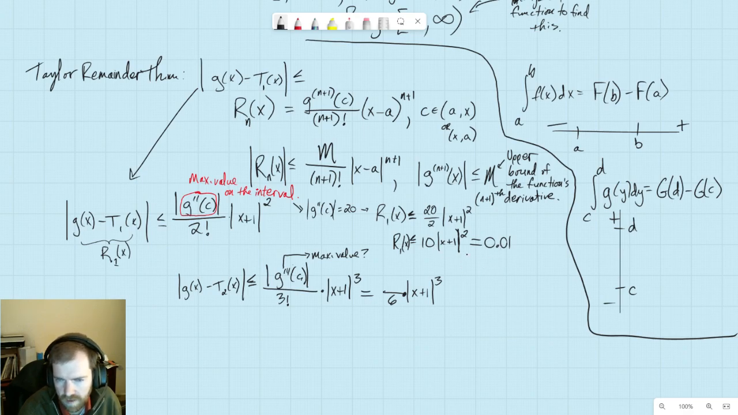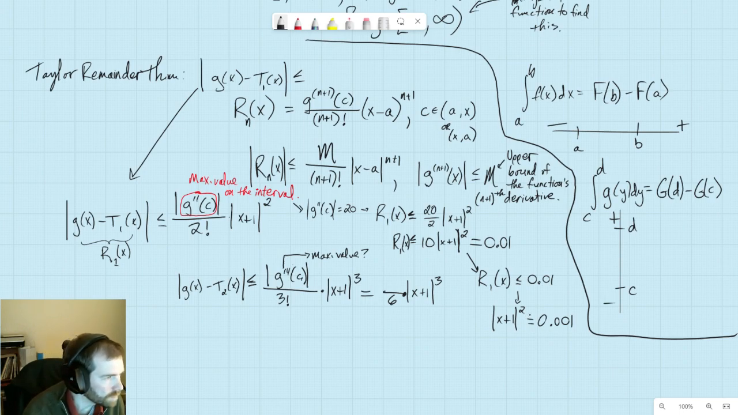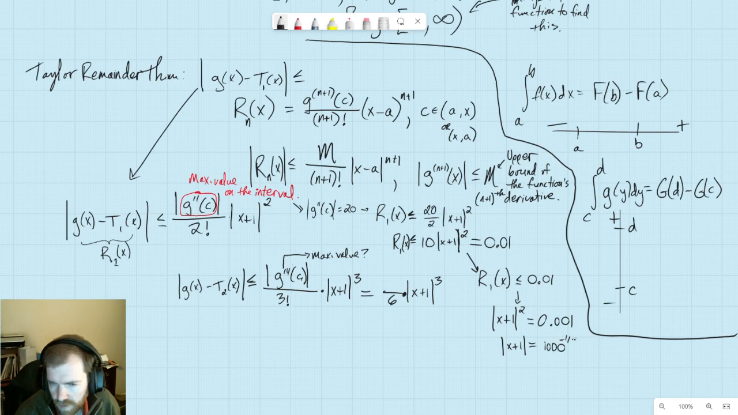So we can divide by 10. R sub 1 of x has to be less than or equal to 0.01. Which means that, again, the absolute value of x plus 1, squared, has to be less than or equal to 0.001, 1/1000th. We take the square root of both sides. This is going to be the absolute value of x plus 1 is less than or equal to 1/1000th to the one half, so 1000 to the negative 1/2 power.